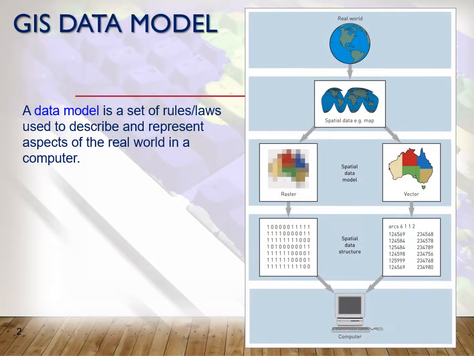So one thing I want to talk about is what a data model is. Basically, a data model has laws and rules that describe the real-world features in a computer. If you see on the right, we have the real world, and if we take that real world and flatten it, we have a map. Now, and we're going to talk more about this later, the two basic kinds of GIS data include raster, which is this one right here, and vector data. And we'll get into more about how these data models work.